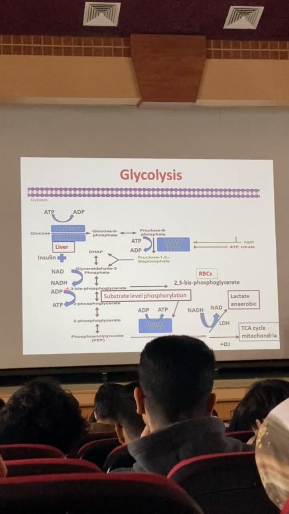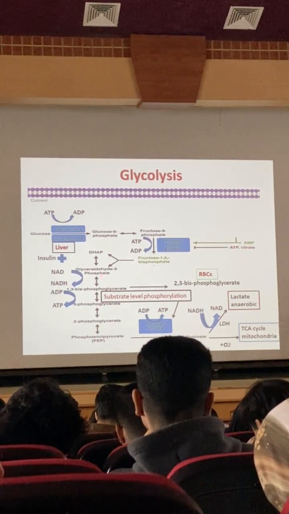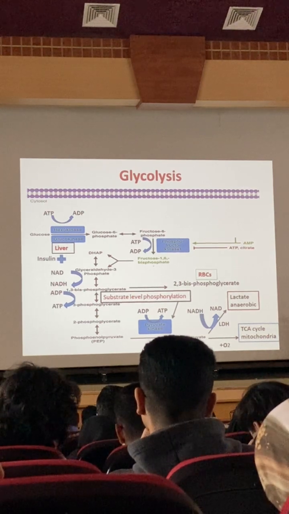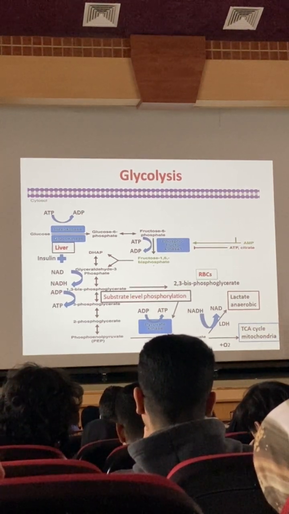This is the step that generates NADH. When NADH is oxidized, it generates around 3 ATP.